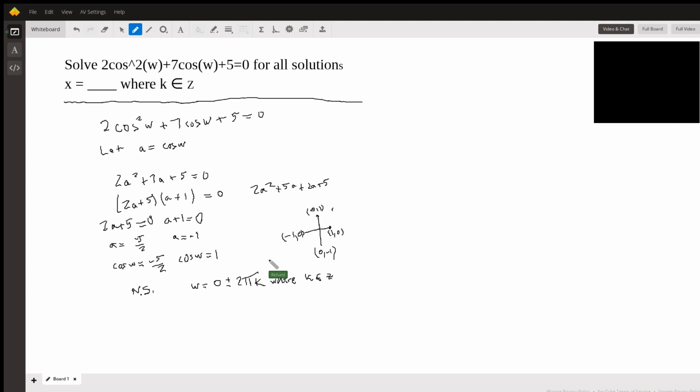So it's a fairly simple problem if you see that it's really an algebra problem first, and then you have to finish it with your knowledge of trigonometry.